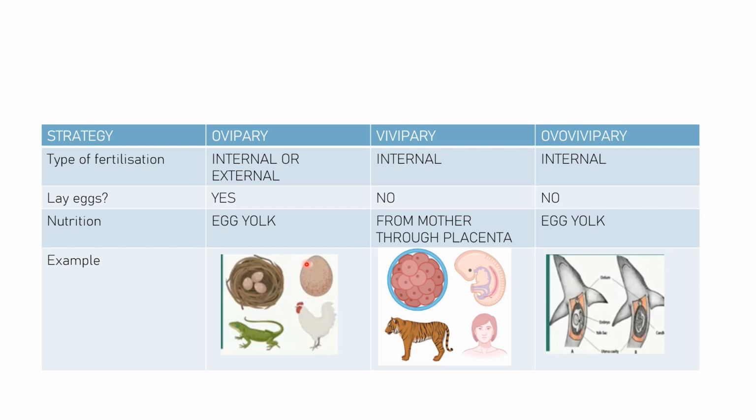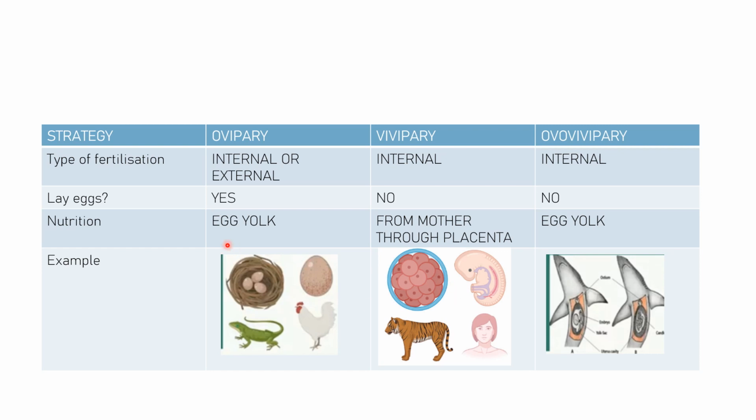So ovovivipary is standing in between ovipary and vivipary, because if you can check, the embryo develops inside the reproductive tract of the female, which is the same as in vivipary, and it gets nourishment from the egg yolk, which is the same as ovipary. So it is in between. It is in between. Okay, it is neutral, right?